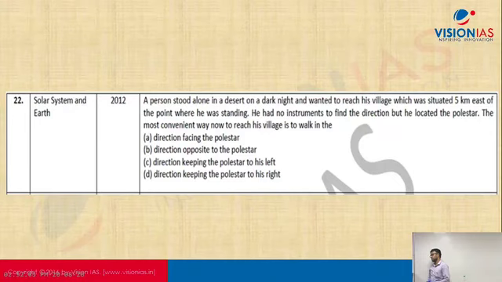Let's see who will give the right answer first. Batch coordinator, please post the answers in a sequential manner. Whoever has given the answer, post everything. Let's see how many of you will be able to give the answer, and let's see who will give the right answer.